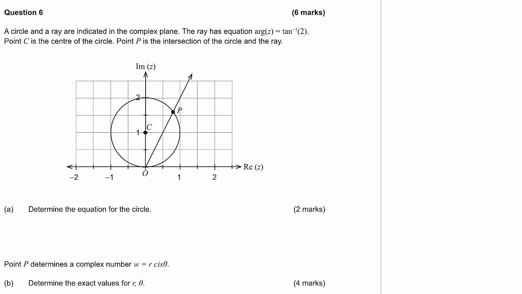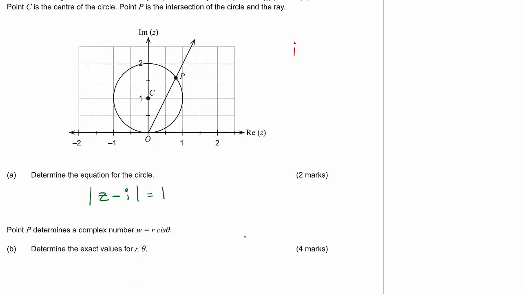So we can see the centre here is at 0, 1, or in the complex plane, that's of course i. So we can say that the distance of z from i is equal to 1 because the radius is 1.